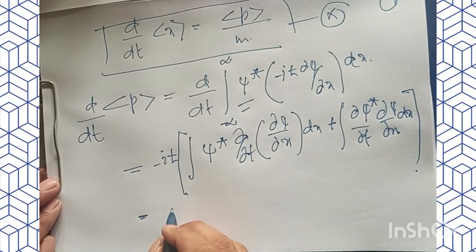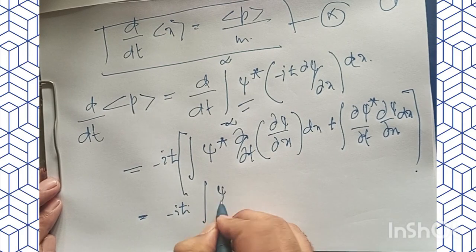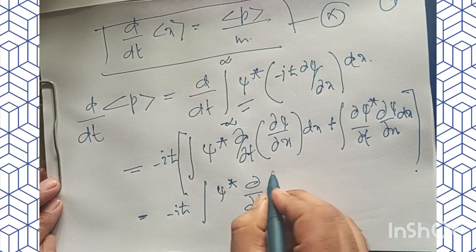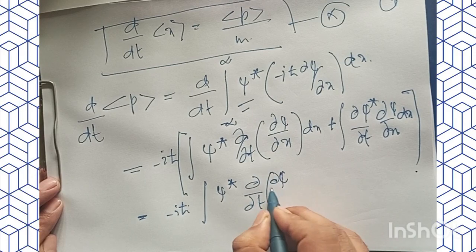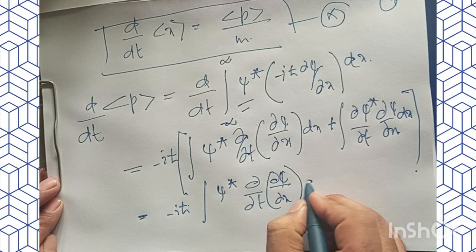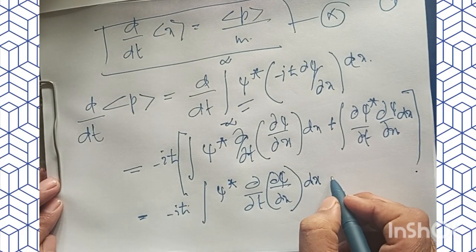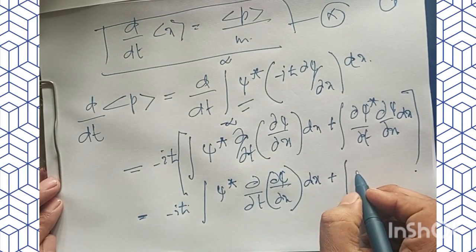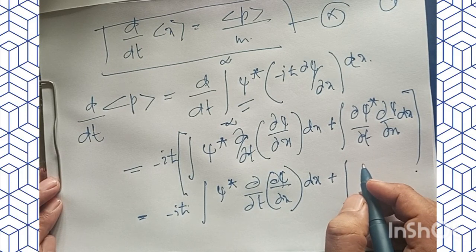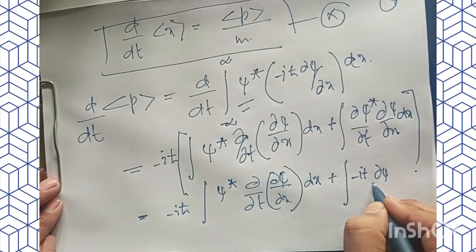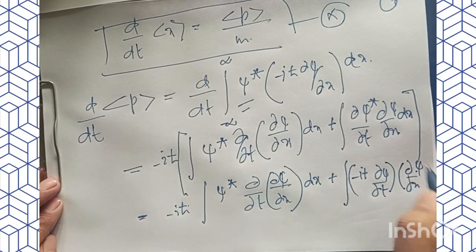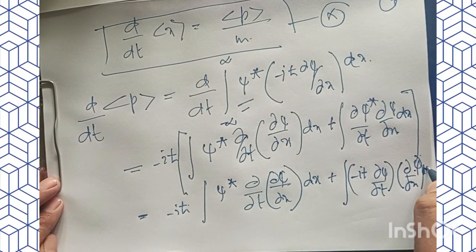Now what I can do here is that this minus i h cross, I would like to write it in the same way, and write down another step. This is psi star, then dou by dou t of dou psi by dou x. Okay, that's correct. So here I have a separate dx, and then I will have this plus, and I will take that minus i h cross into another integral. So what I will have here is minus i h cross dou psi star by dou t, and then I will multiply this with dou psi by dou x, and this is to be multiplied with dx.